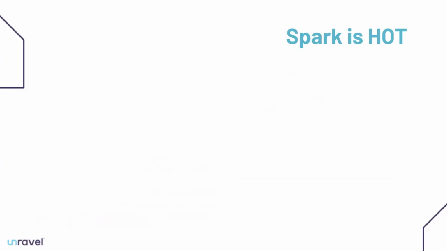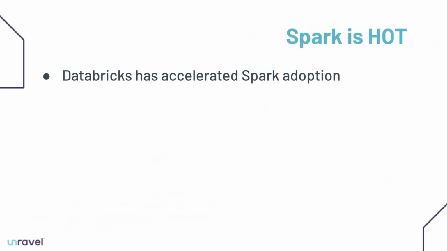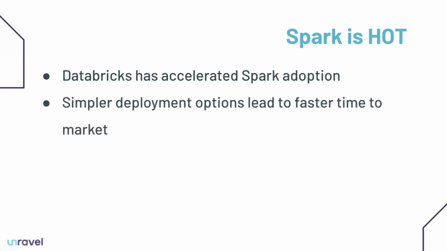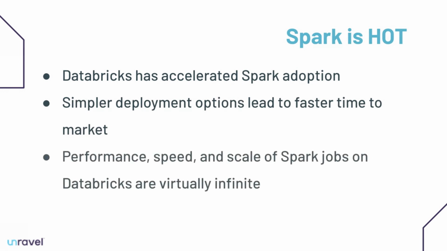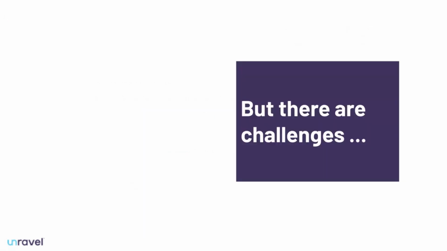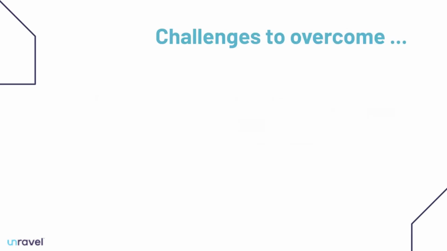Now, the topic, we're talking about Spark, and Spark is a hot technology. And when we think of Spark, most of the time we're thinking about Databricks, because Databricks is a great platform that's accelerated Spark adoption. It provides simpler deployment options that allow you to bring things to the market faster, through the performance, speed, and scale of those Spark jobs that you are running on Databricks, which, because it's a cloud-based platform, is virtually infinite. Now, the point of this conversation really is, with the virtual infinites can come infinite costs if they're not managed properly.